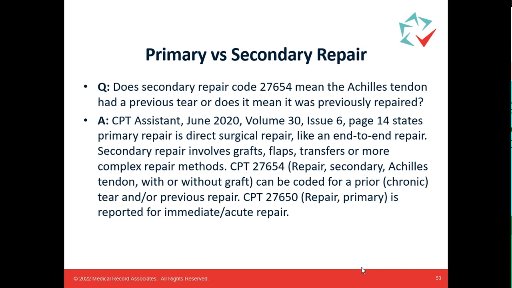The CPT Assistant goes on to say that CPT 27654, which is our repair secondary, should be reported for the type of repair and not necessarily the order of when the repair was performed. So if you have a degenerative tear, you may be looking at that secondary repair code. I highly recommend looking at this full CPT Assistant from June 2020, page 14. It has a much more lengthy explanation and can be really helpful with your coding.